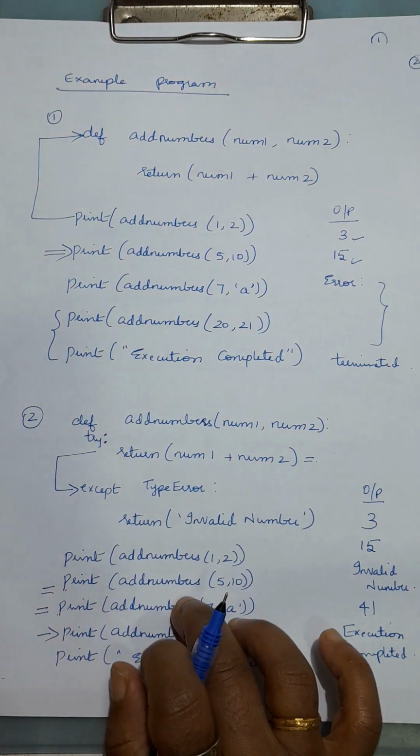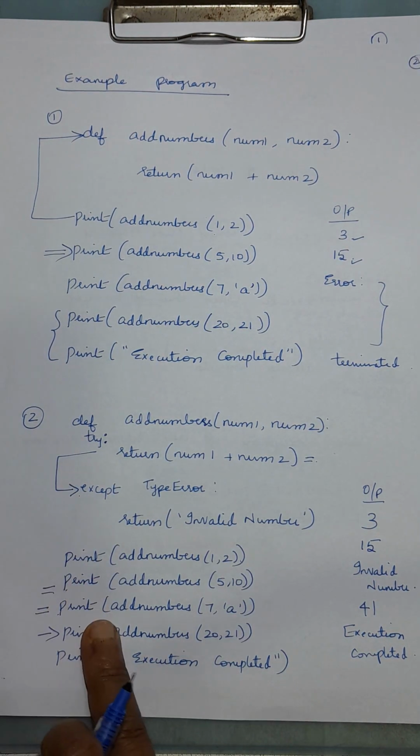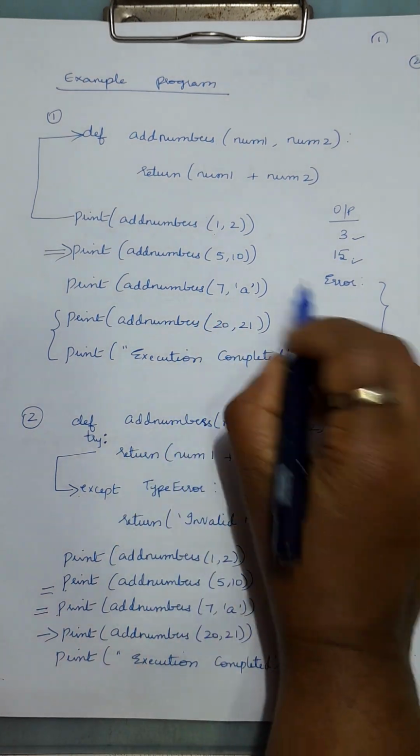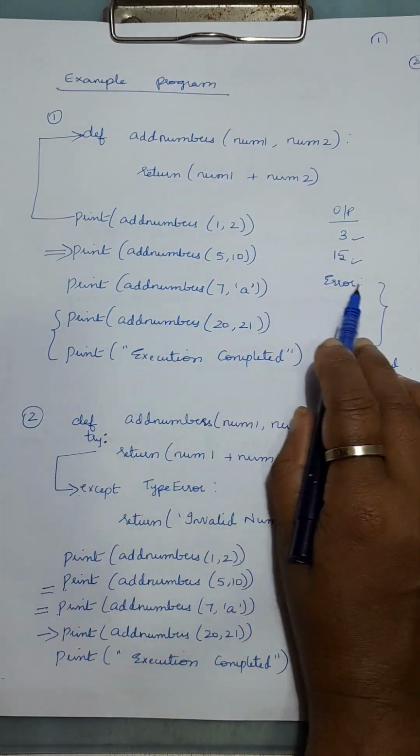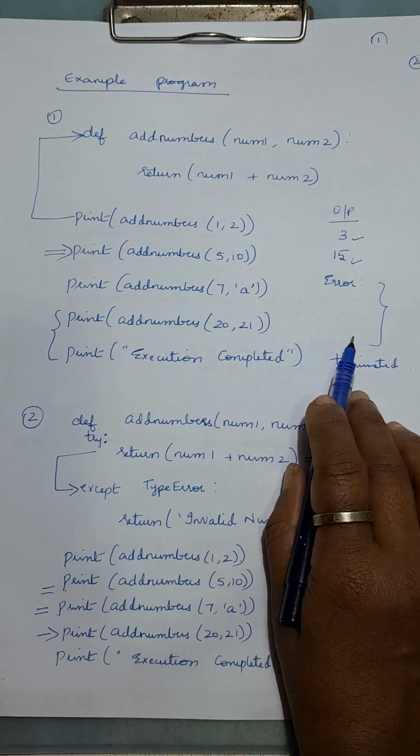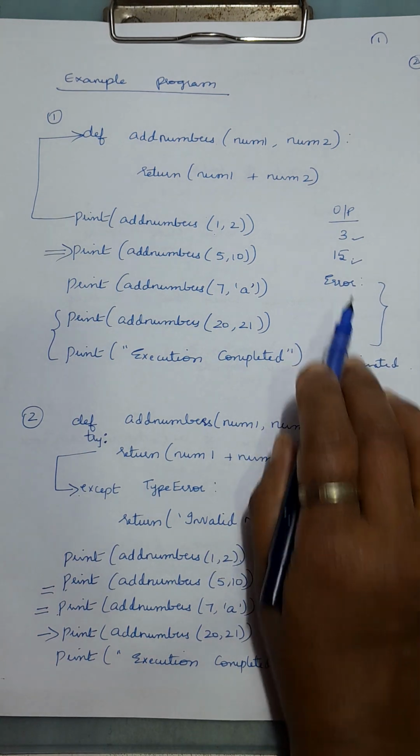See, it's the same program, but without exception handler and with exception handler here. Without exception handler, the first two lines will be executed. In the third line, since there is an error, it abruptly terminates the execution. Okay, I will not get the remaining output.